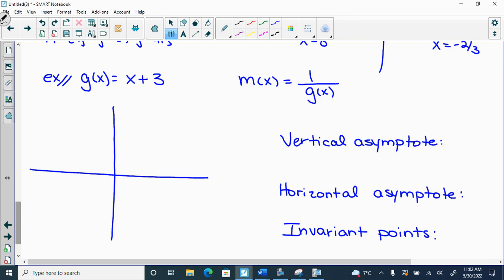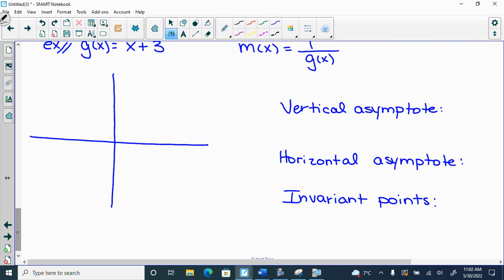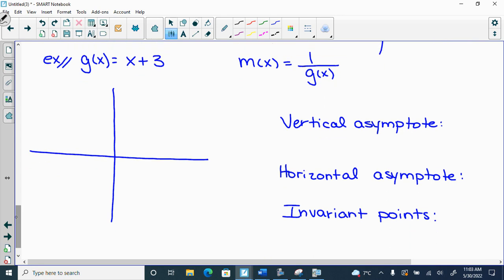And then what did I add to the mix? What else did I want? Domain and range. Try it out.